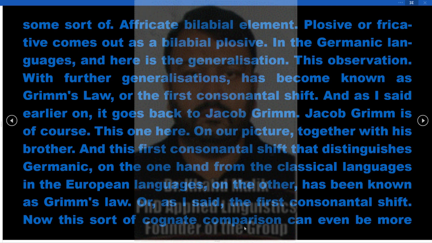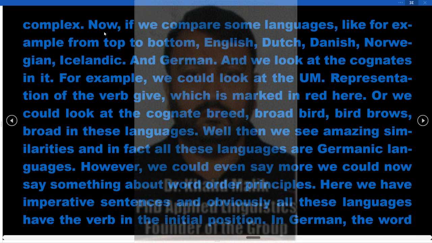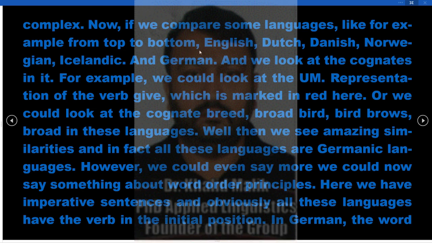Now this sort of cognate comparison can even be more complex. If we compare some languages, for example from top to bottom, English, Dutch, Danish, Norwegian, Icelandic, and German, and we look at the cognates in them. For example, we could look at the representation of the verb give, which is marked in red here. Or we could look at the cognate bread, brood, brød, brauð, brot in these languages. Well, then we see amazing similarities, and in fact all these languages are Germanic languages.